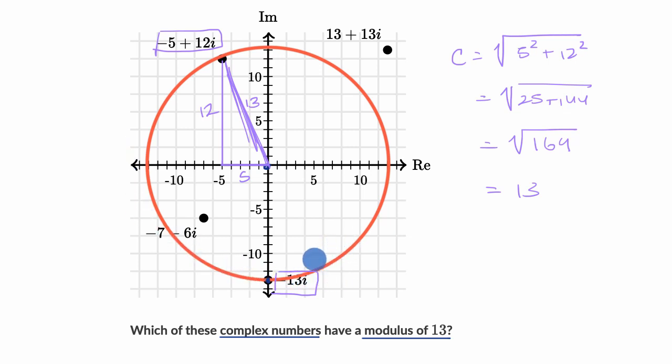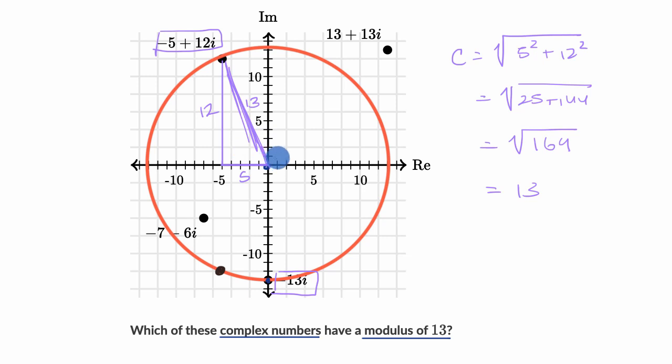If we wanted to come up with some other interesting points, we could, instead of having negative 5 plus 12i, we could have negative 5 minus 12i. It would get us right over there. And that would have a modulus of 13. And notice, when you have your complex conjugate, it has the same modulus.